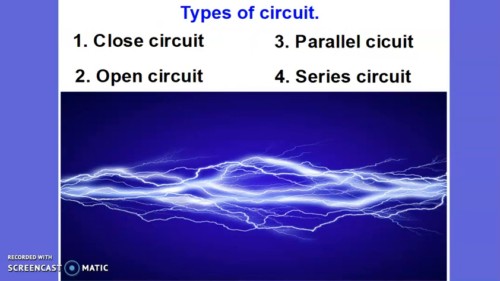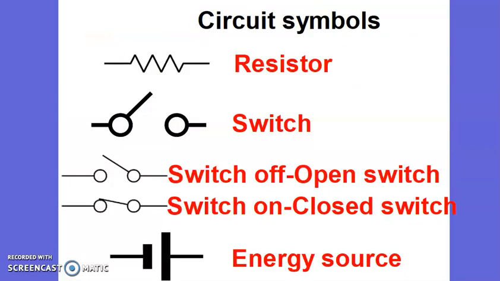Now, there are 4 types of circuit. So we have closed circuit, open circuit, parallel circuit, and series circuit. What are their differences? Before we discuss the differences of those circuits, we are going to discuss first the different circuit symbols. So these are circuit symbols. We have a lot, but I'm going to show you only 3.